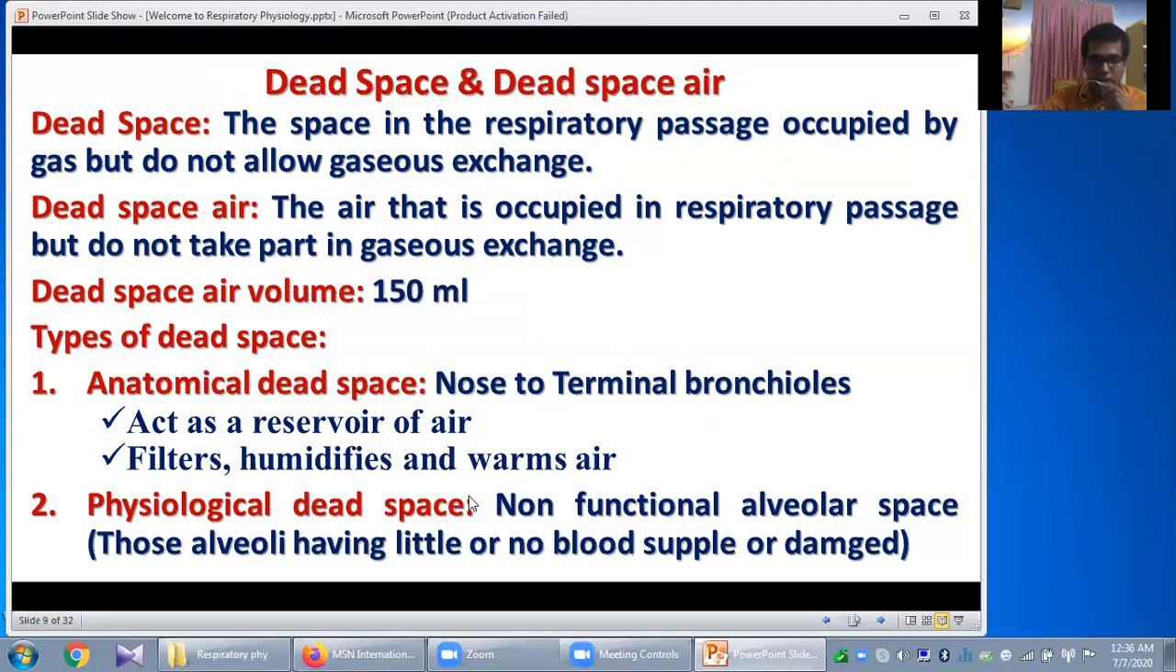And the physiological dead space is called the non-functional alveolar space. Non-functional alveoli means those alveoli having little or no blood supply, or damaged alveoli. So the volume of air present in this type of alveoli will not take part in gaseous exchange, and the ventilation of this part will be wasted.